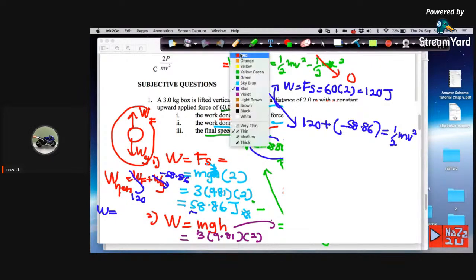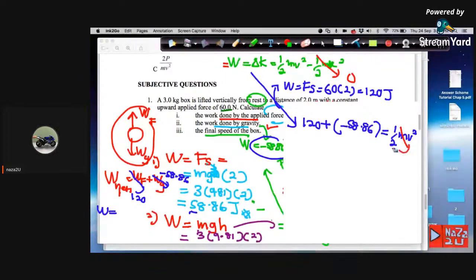So mass kita sekarang ni, mass yang ini adalah sama dengan 3 kan. So sekarang ni kita nak cari V. So bolehlah cari V sini. So this is half. So 15, 120 plus minus 58.86. Okay, divided by 15. So it's equal to 6.38 meter per second. Right, this is the final answer.